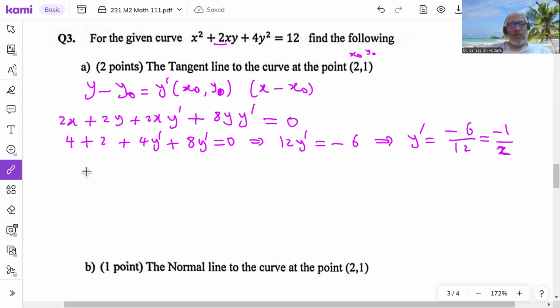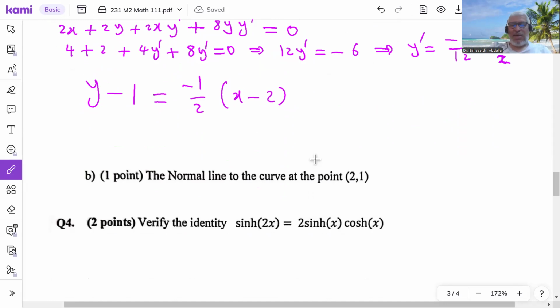So the equation of the tangent line would be y minus 1, which is y0, equals y prime, which is negative half, times x minus 2, which is x0. That's the equation of the tangent line. He's asking about the equation of the normal line.